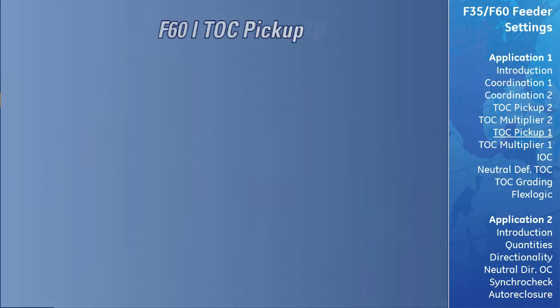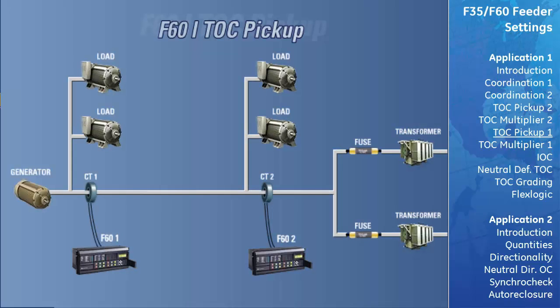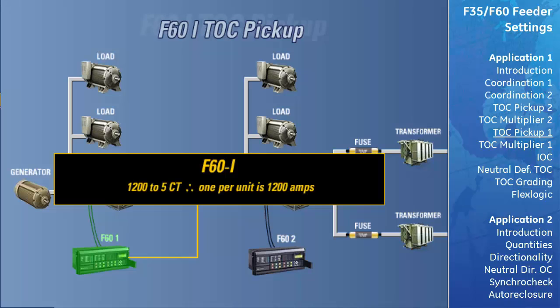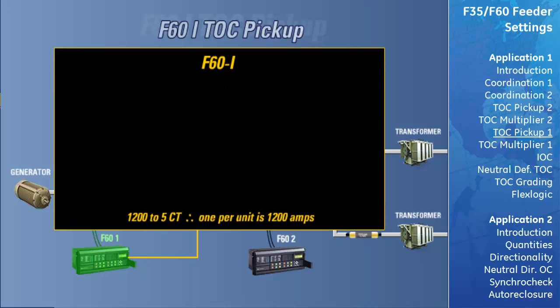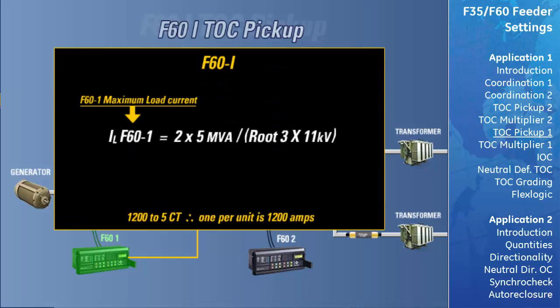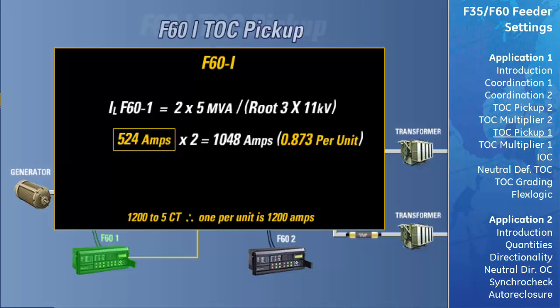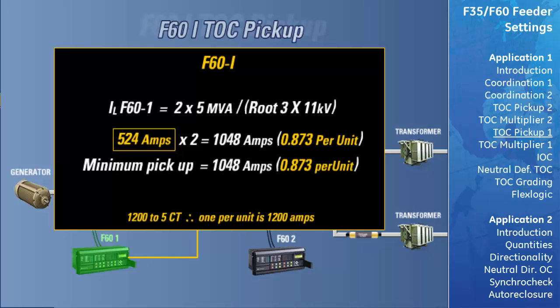We will now determine the settings for the F60 I phase TOC pickup. Note that the CT ratio is 1200 to 5. Therefore, 1 per unit for this relay is 1200 amps. We will assume bus 2 and bus 3 have a maximum load of 5 MVA each. Therefore, the maximum load current is calculated to be 524 amps. The minimum pickup current for the time overcurrent element will be 1048 amps, which is 2 times the maximum load current, or 0.873 per unit.